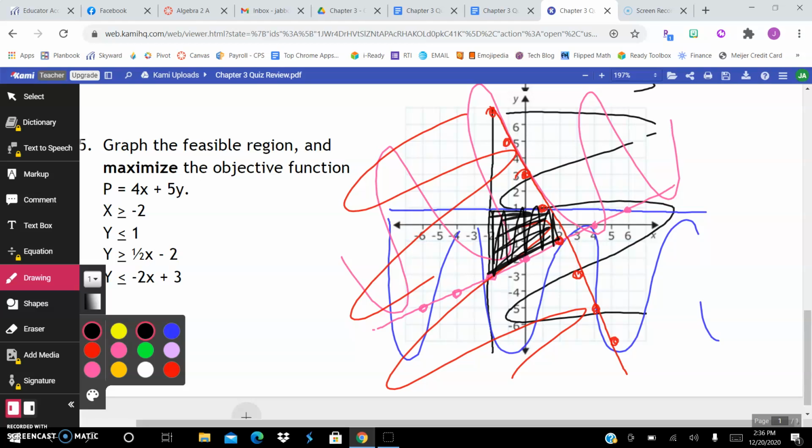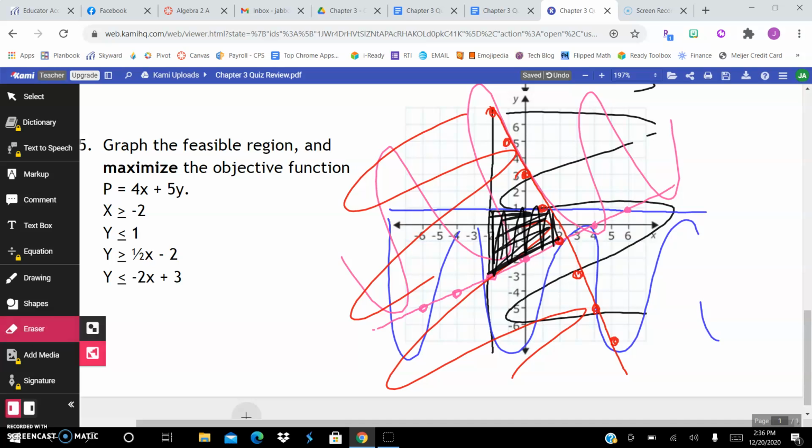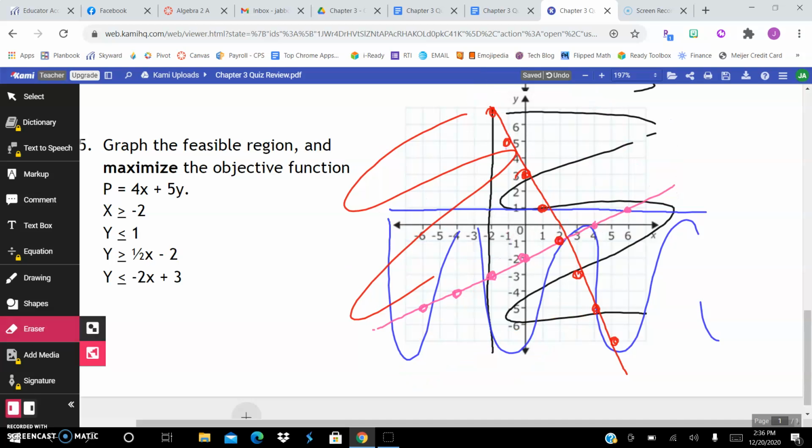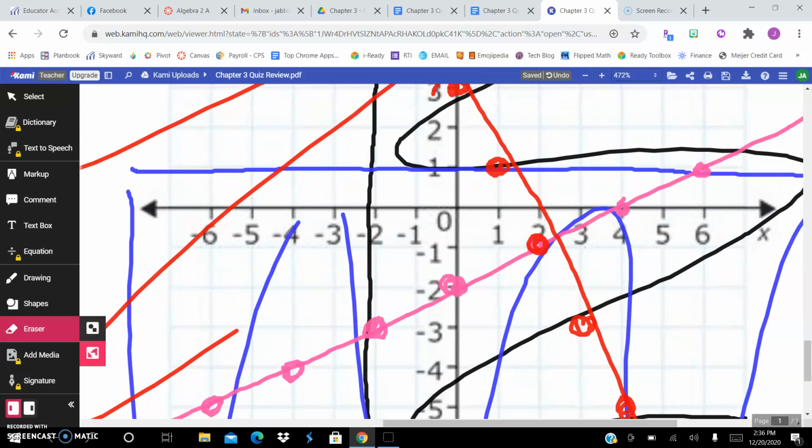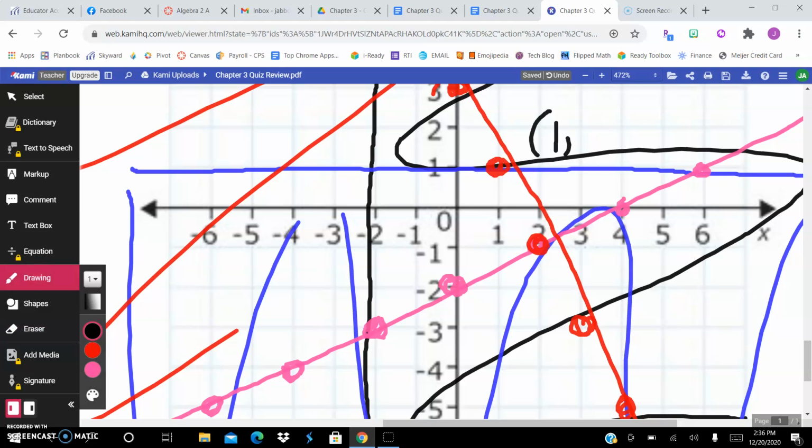So now you have to find the ordered pairs to where these lines cross. So I'm going to get rid of all of that shading there so we can see these points. So this point is 1, 1. This point is 2, -1. And so that takes care of that one.